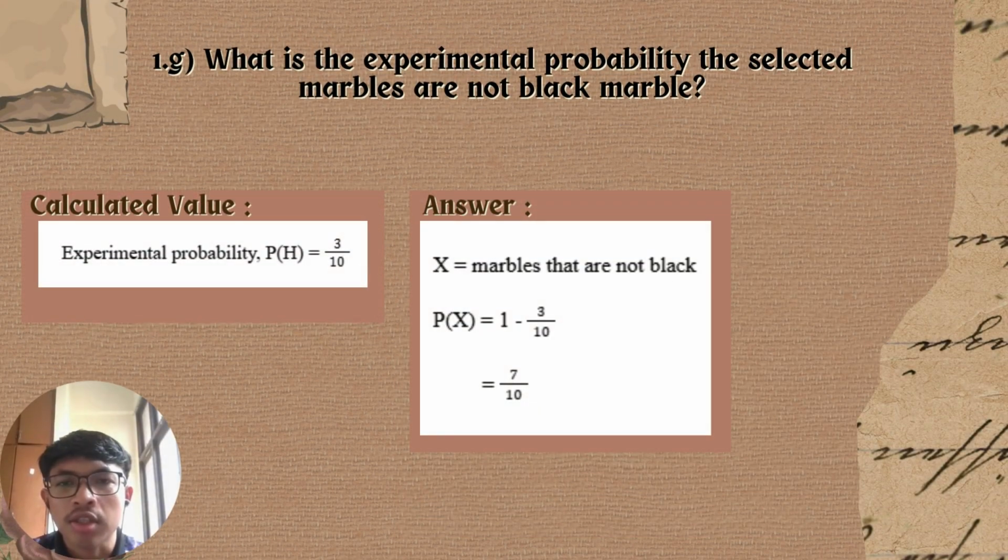For question G, what is the experimental probability that the selected marbles are not black marbles? We use the experimental probability of black marble, which is 3 divided by 10. We mark X as equal to marbles that are not black. So, the experimental probability of marbles that are not black is 1 minus 3 divided by 10, equal to 7 divided by 10.